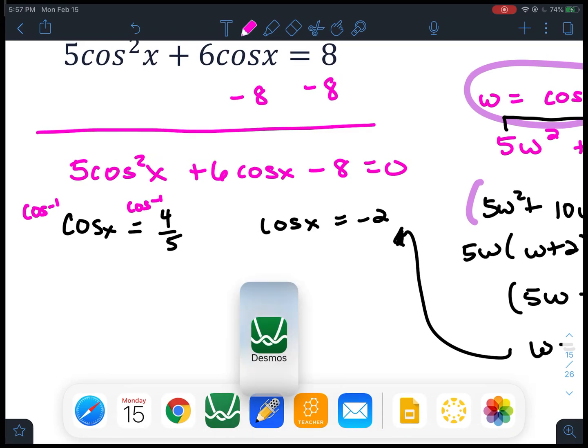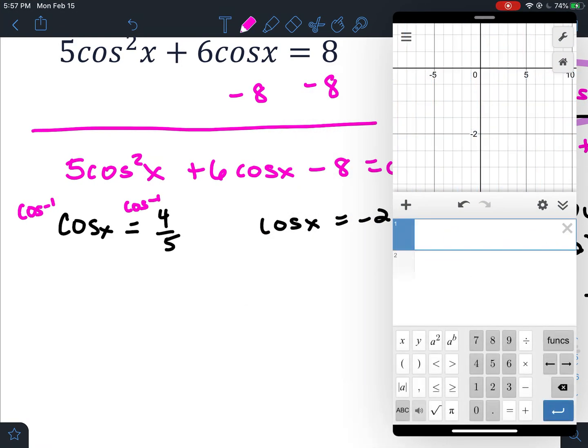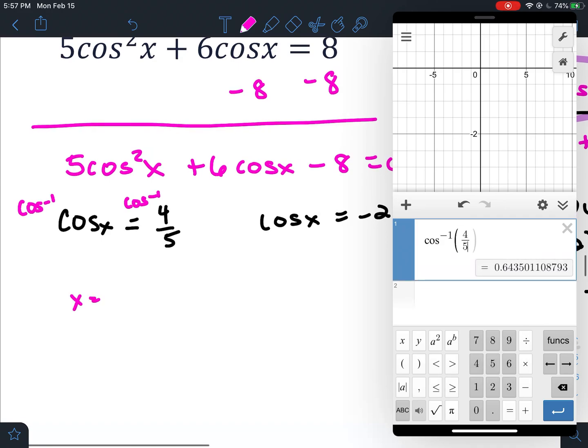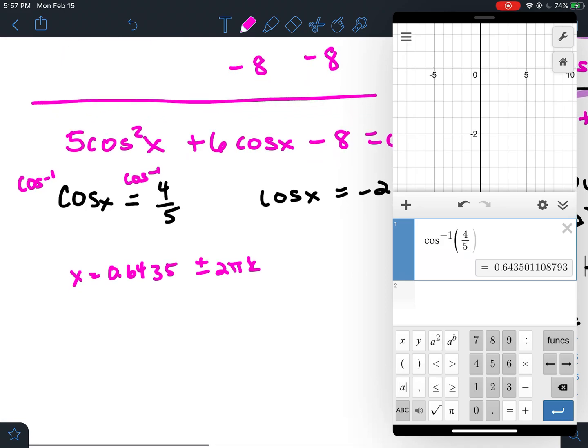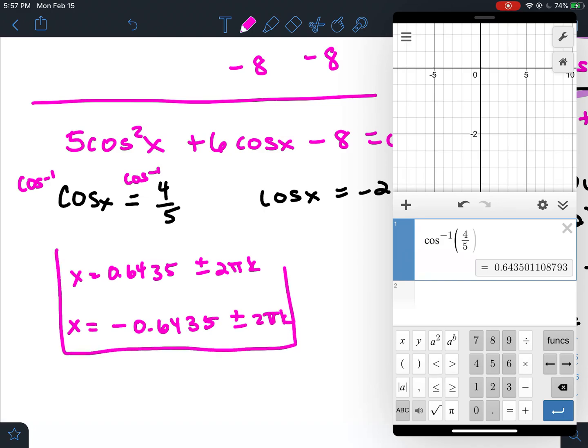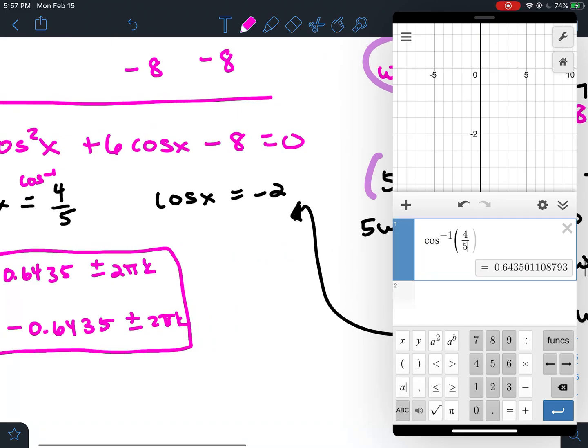And so the inverse cosine of 4/5, and again, make sure you're in radians, the inverse cosine of 4/5 would give us 0.6435, and then plus or minus the 2 pi times the period times k, so 2 pi k. And then remember, to find your second solution for cosine, you can just do opposite of the first solution, so negative 0.6435 plus or minus 2 pi k. And so those would be some of my solutions. And then we would do the inverse cosine for the second one.